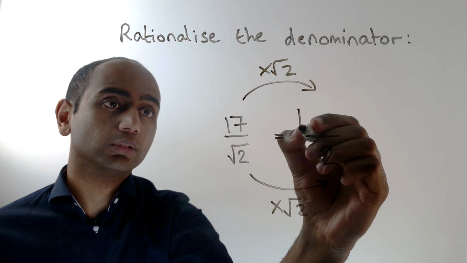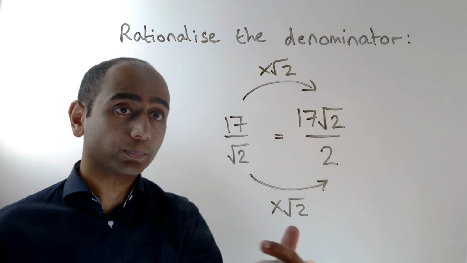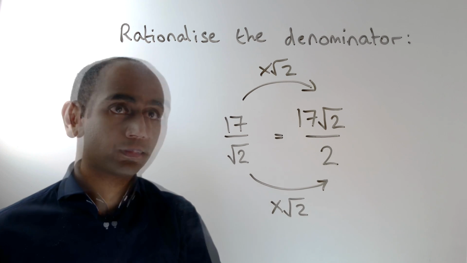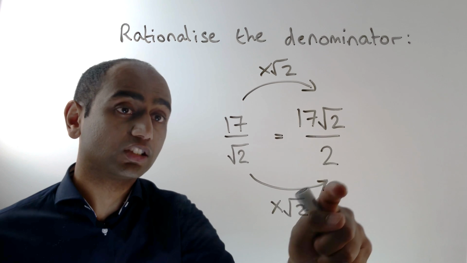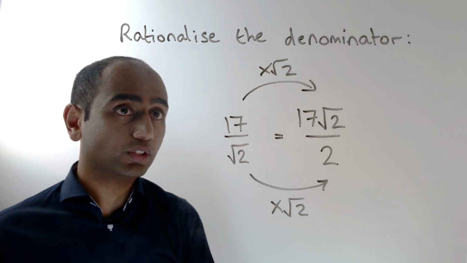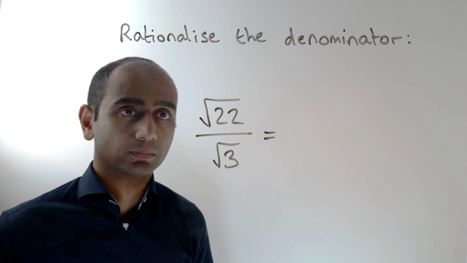17 times the square root of 2 is simply 17 root 2. And that's it. We have rationalised the denominator of this fraction. The key is to choose a suitable number to multiply your denominator by, and then to do the same thing to the numerator. Here's the second question. Have a go at this one for yourself.